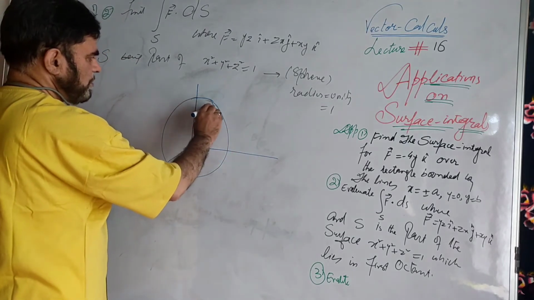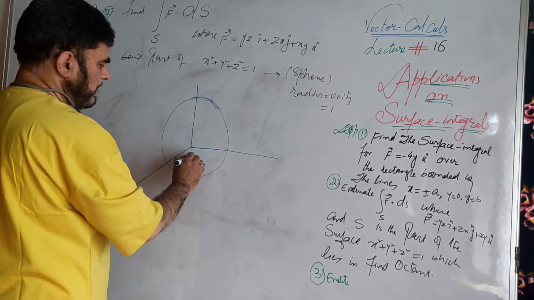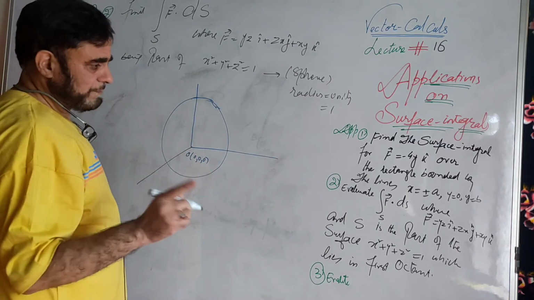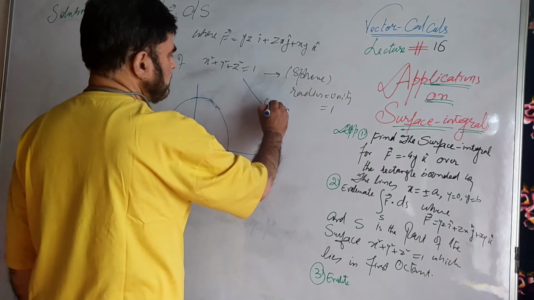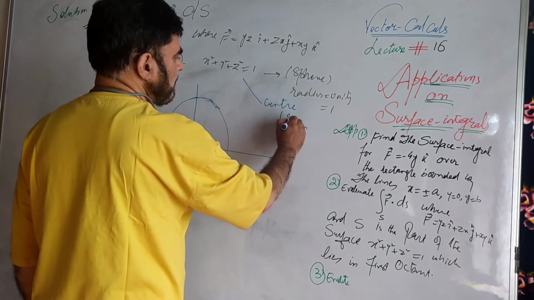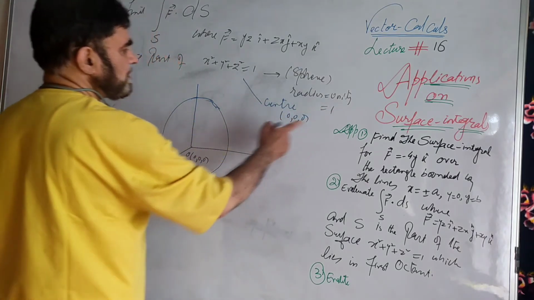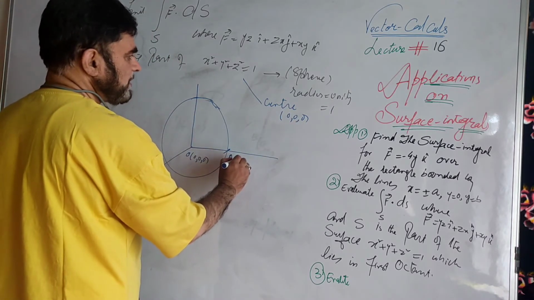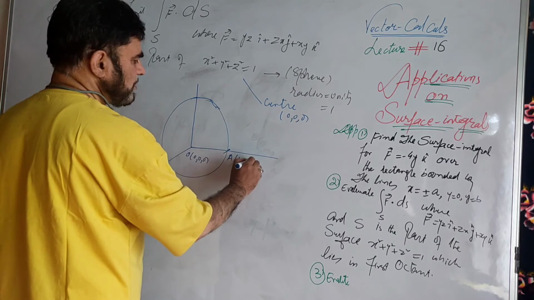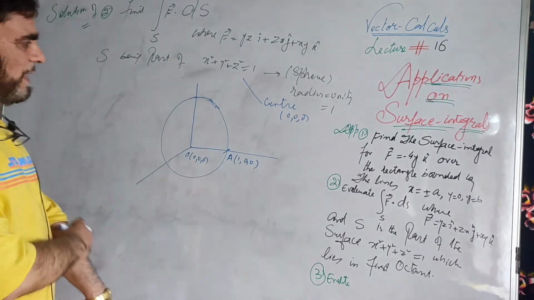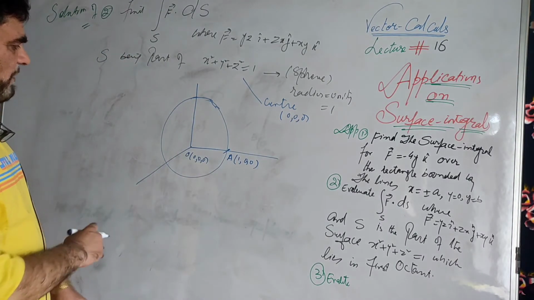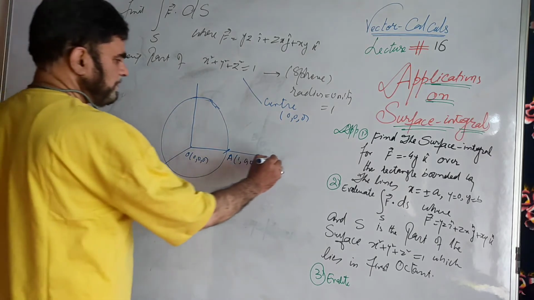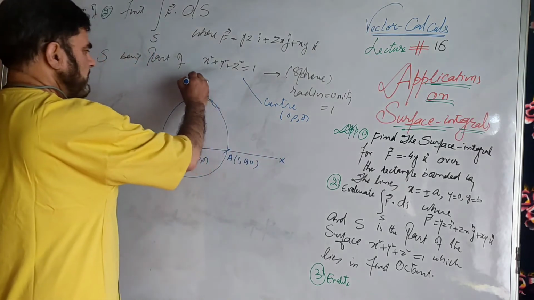This is your sphere, assuming this is your origin, because its center is the origin. Radius is 1. So this point you can say, let it be A. It is (1, 0, 0). Okay. Now I will deliberately take this as x axis, this as y axis.